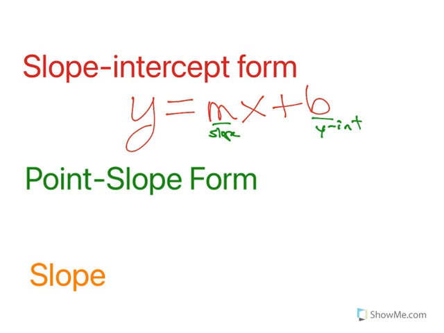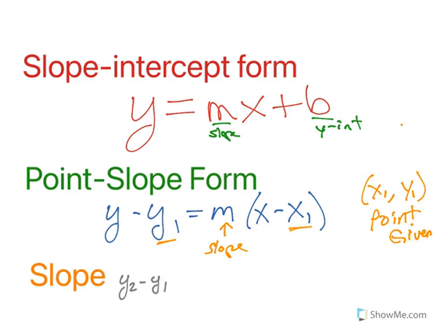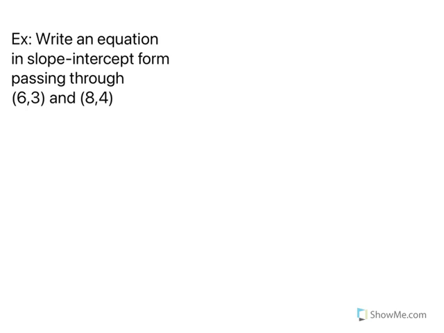But if we only have two points to start, we're going to have to start with point-slope form, meaning y minus y1 equals m times x minus x1, where x1, y1 is a point that we are given. And if you're given two points, you can use either one. They're both going to work. And m, again, is your slope. Remember, to find slope, we're going to take y2 minus y1 over x2 minus x1. Let's jump in and get started.